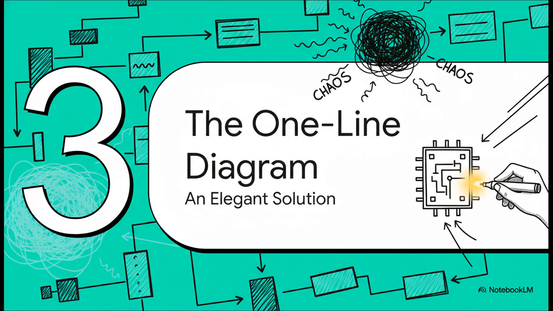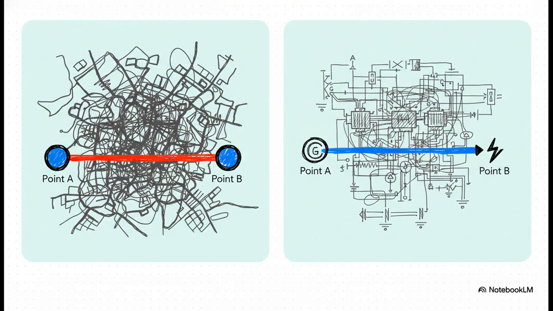Engineers needed a shortcut, a really brilliant, elegant way to just cut through all that chaos and see what's actually going on at a glance. And that solution is something called a one-line diagram. Honestly, the best way to think about it is like a subway map. A subway map isn't a perfect to-scale drawing of a city, right? Of course not. It simplifies everything for one specific job, showing you how to get from point A to point B. Well, the one-line diagram does the exact same thing, but for electricity.